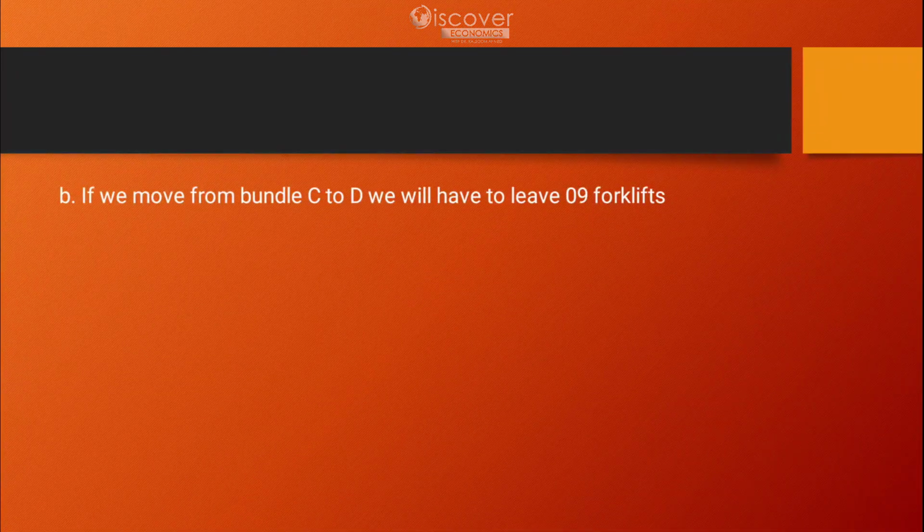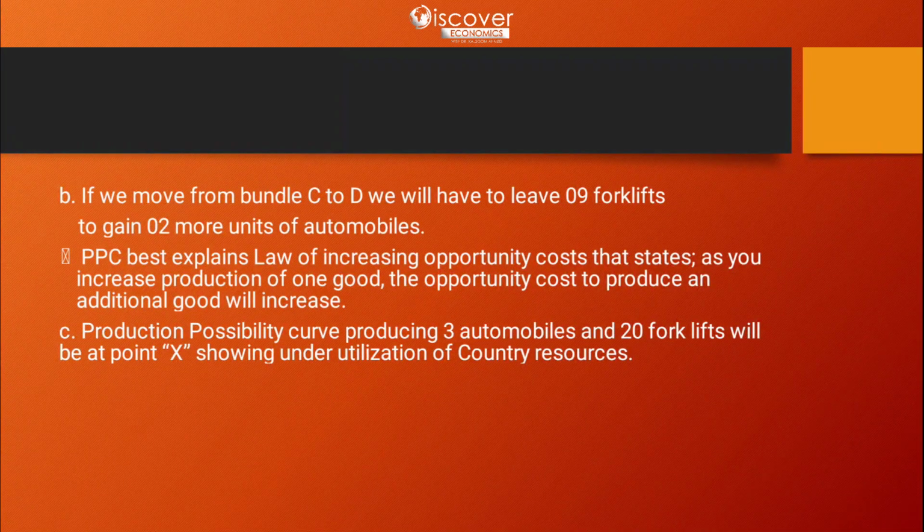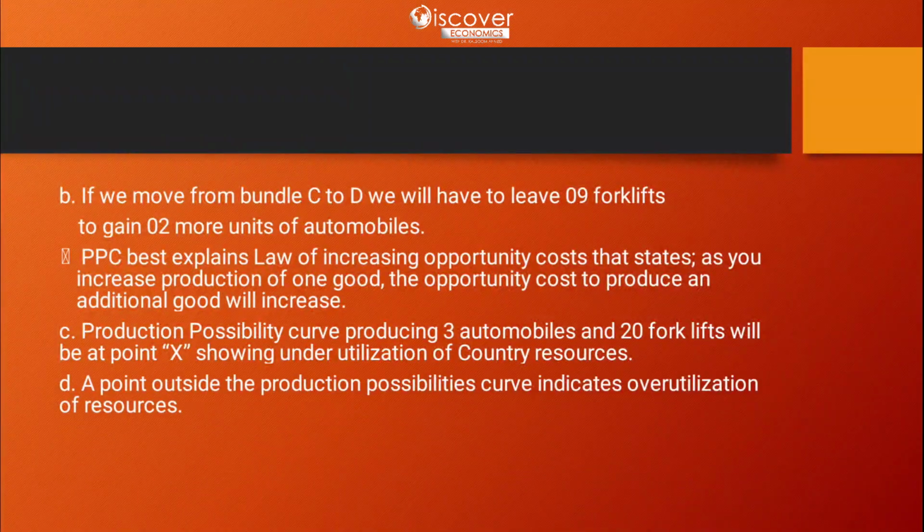If we move from C to D, as it was in question B, to gain 2 more units of automobiles, what will happen? The production possibility curve explains the law of increasing opportunity cost, which states that as you increase production of one good, the opportunity cost to produce an additional good will increase. Part C is the production possibility curve producing 3 automobiles and 20 forklifts. So this is point X, as I told before, and it tells us the underutilization of the resources, as I explained before. The point outside the production possibility curve, I also explained before, will tell us overutilization of the resources, and it might tell you that we were even more efficient.